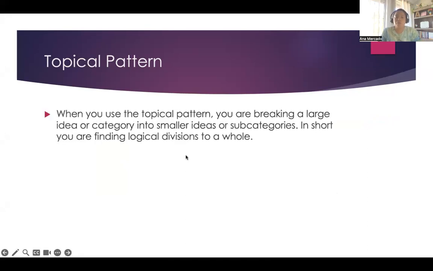All right, so when you use a topical pattern, you are breaking a large idea or category into smaller ideas or subcategories. In short, you're finding logical divisions to a whole. This is really important to understand because sometimes with topicals, I get a lot of different ideas that aren't connected to a bigger picture. So we want to make sure that we understand that concept. We want to define that bigger picture, that main idea, and then figure out how to create smaller ideas or subcategories.